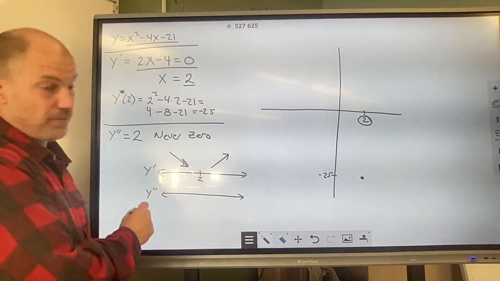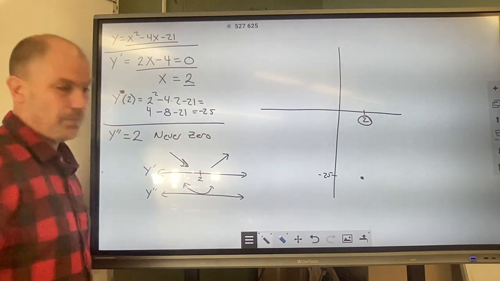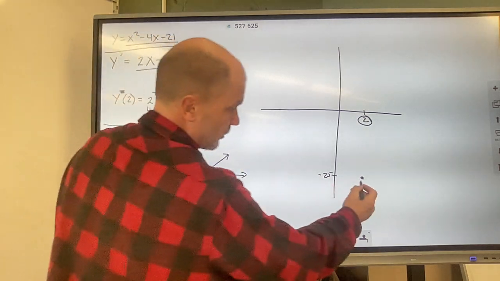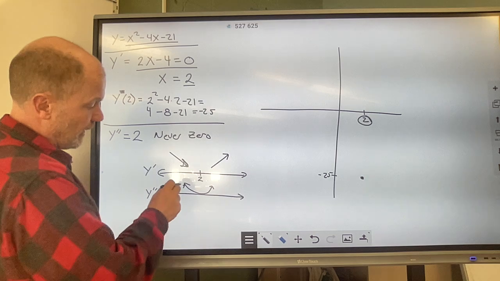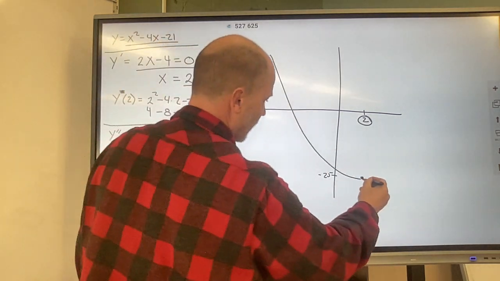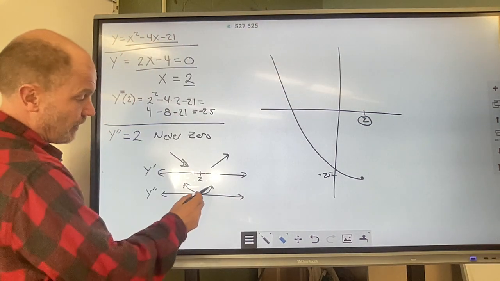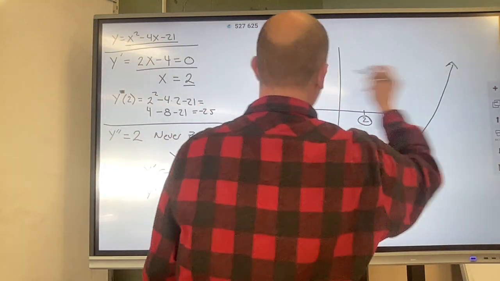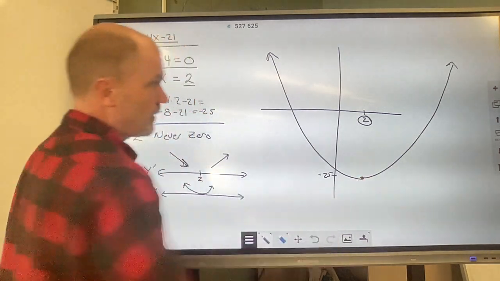And I know y double prime is 2, and so I know that this whole graph is concave upward. So from negative infinity to 2, this graph has a negative slope and a positive concavity. That means it's going to have that kind of shape. And then from 2 to infinity, it's going to have a positive slope and a positive concavity. So it's going to have that kind of shape. And this is more or less what we would expect. This is our minimum of our graph.